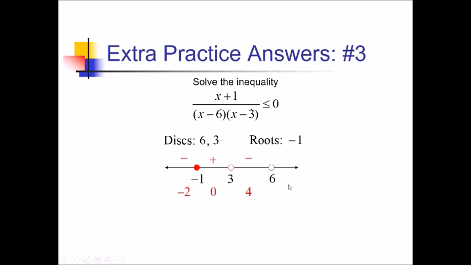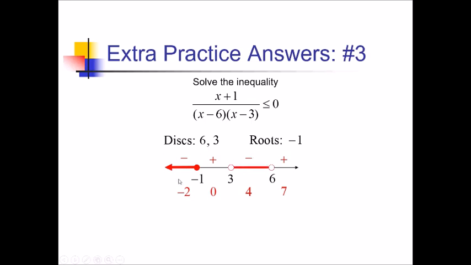And after 6, I can use 7. So that's going to be a positive, positive, and another positive for all 3 of those. So positive overall. Now my inequality is saying less than 0, so that means I want the negatives. That's this far left interval here, and also this third interval.